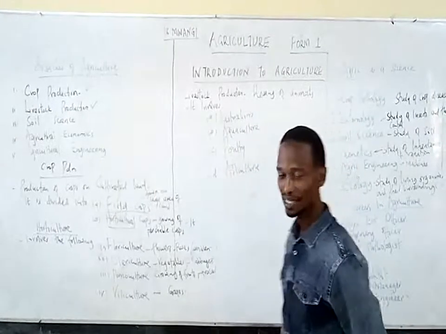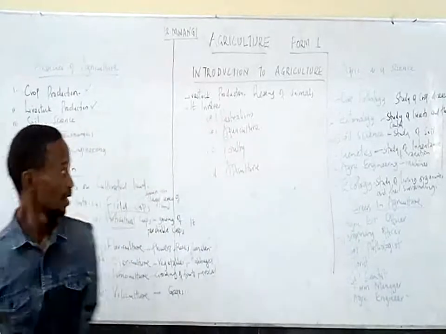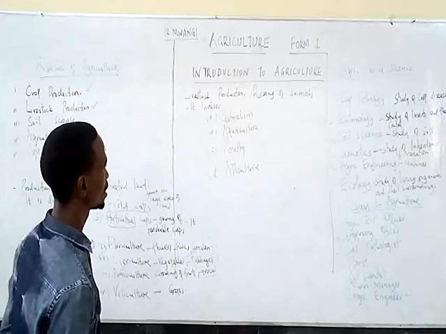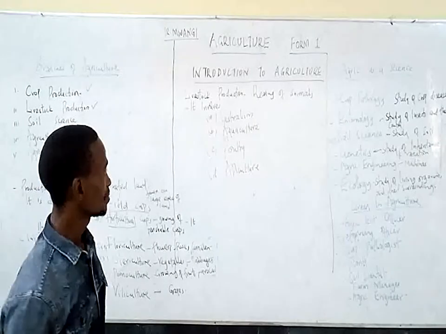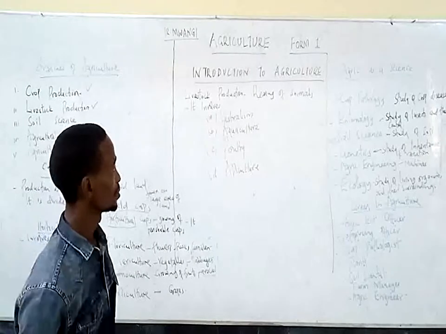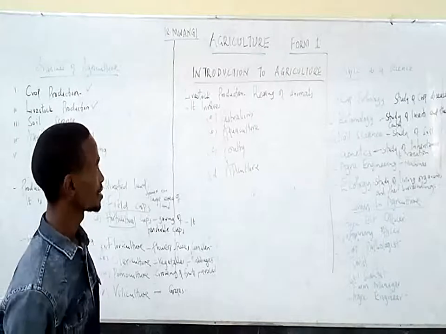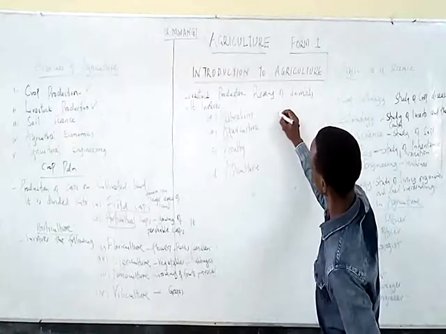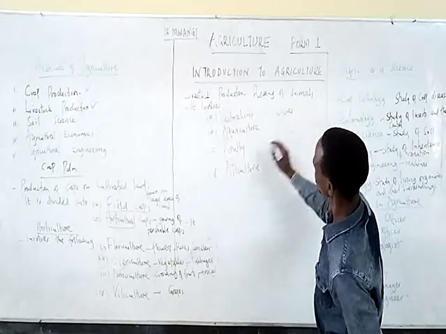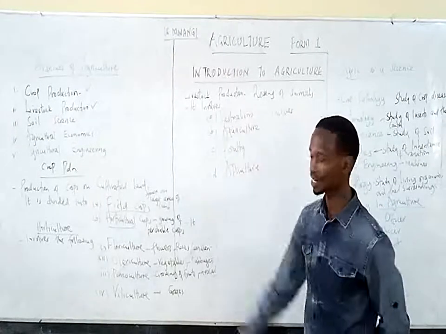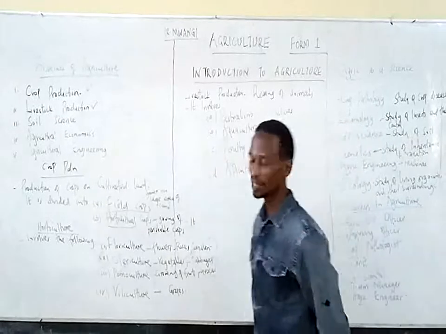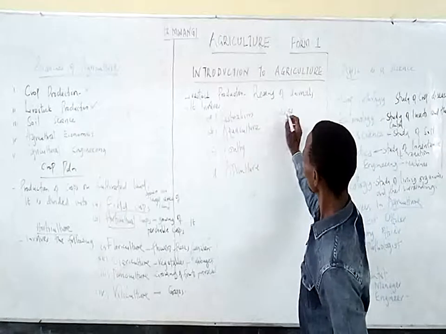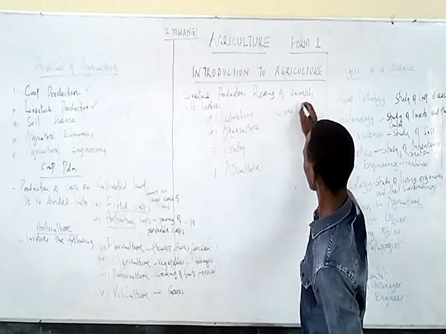So we start by looking at pastoralism. Pastoralism is one of the methods used in rearing of animals, whereby the animals are allowed to graze on natural pastures. From the word pastures, we have pastoralism. So pastoralism is the rearing of cattle on pastures.